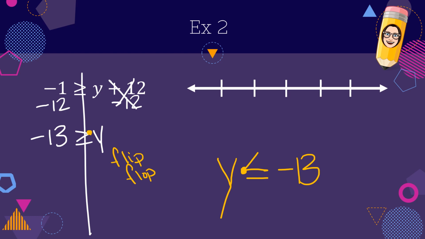Now I'm ready to graph. At negative 13, we're going to have a solid dot. And look at how this is helpful. If I read it, all the y values that are less than negative 13, less than means left. And that only works because the letter is first.